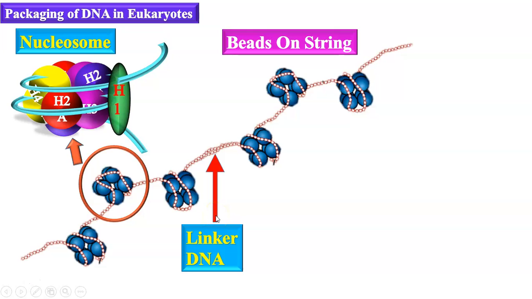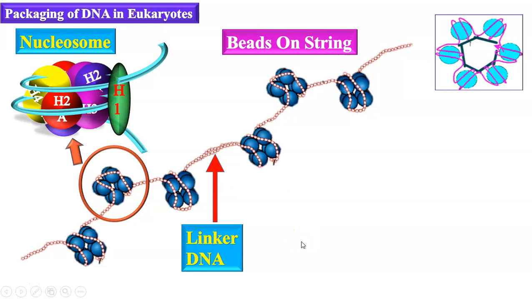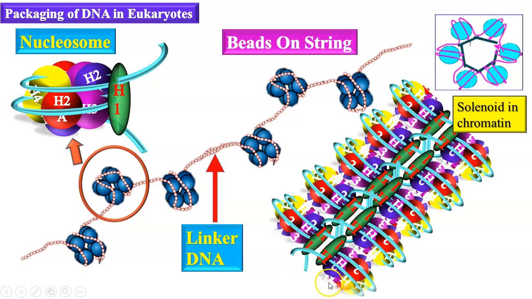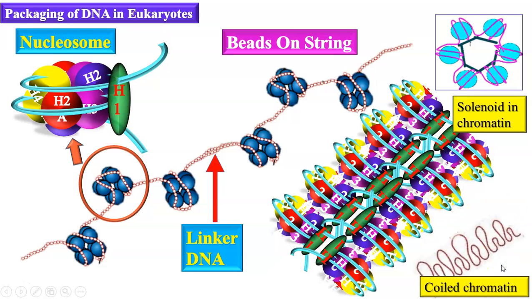It has 8 to 114 base pairs. Now, this linker DNA gets coiled. As a result, the nucleosomes come close to each other. And when 6 such nucleosomes come very close to each other, it gives rise to a structure called a solenoid. This solenoid is seen in chromatin. With this solenoid, the chromatin itself undergoes further coiling. And that is the way the DNA is packed in the eukaryotic cell.